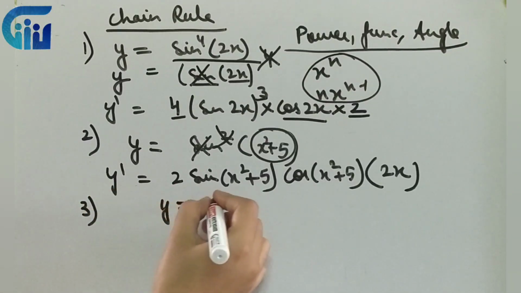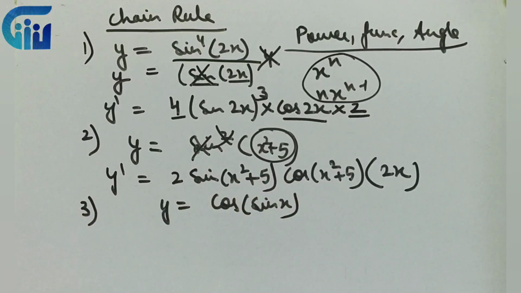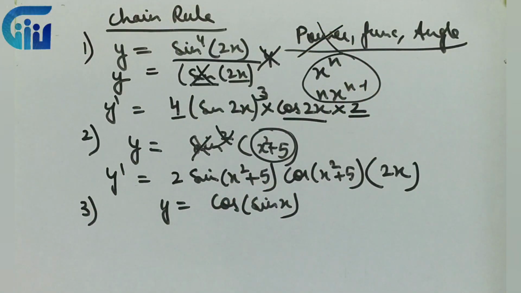Suppose I have a question like this. Cos of sine x. Right? So cos of sine x. Now if I observe this particular question, I'll just see, does it have any power? No. Over here we don't have overall power. So we will not go into power part. We will directly move on to the function part. Right? Just observe very carefully.